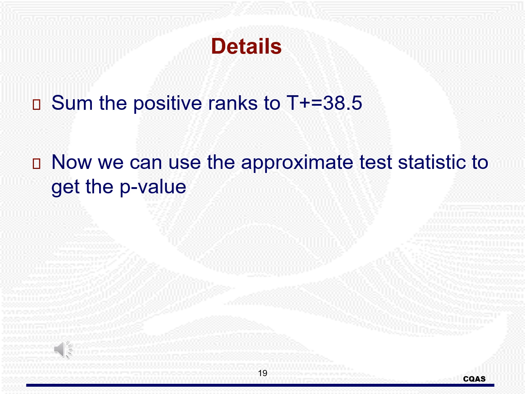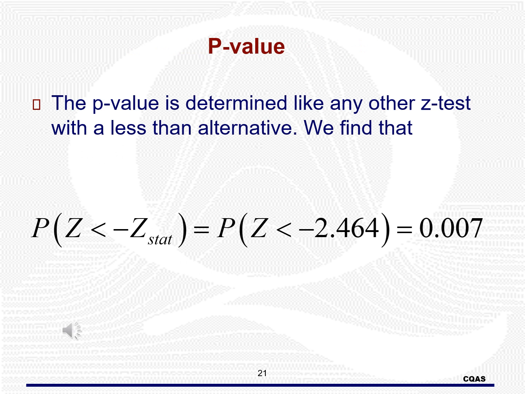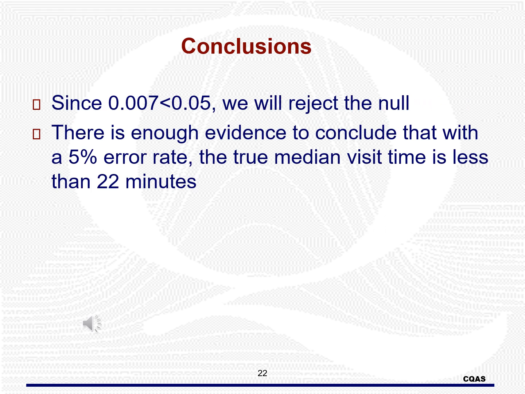Now we can use the approximate test to get the p-value. Here are the results for the approximate test. Now we can use the test statistic along with the less than alternative to get the p-value. The p-value is 0.007. Let's draw conclusions. Since 0.007 is less than 0.05, we will reject the null. There is enough evidence to conclude that, with a 5% error rate, the true median visit time is less than 22 minutes.